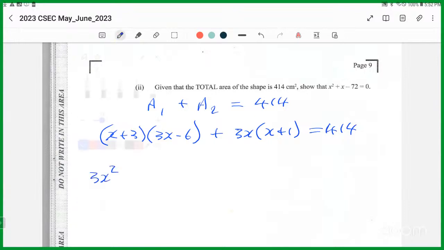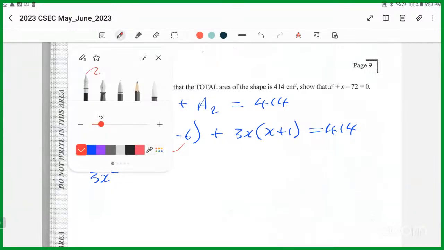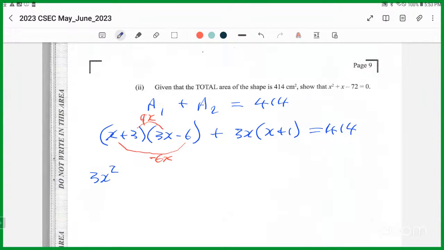I'll do the math like big people. The middle term is the far product and the near product added together. The near product is 9x, the far product is minus 6x. 9x minus 6x is 3x, so the middle term is 3x in that expansion. So I'm going to put plus 3x. Let's check it.